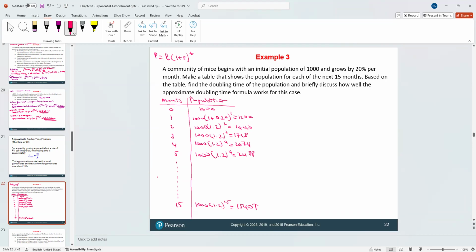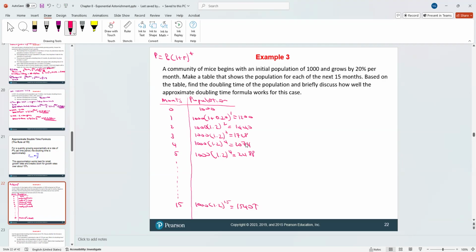And you end up with 15,407. So you start with a population of only 1,000 mice and in exactly 15 months, 1 year and 3 months, right? You end up with 15,407. So they said make a table that shows us the population for each of the next 15 months. Based on the table, find the doubling time of the population.